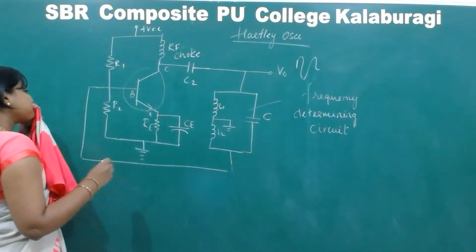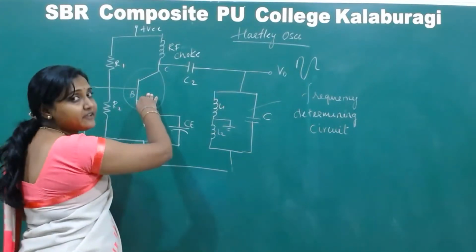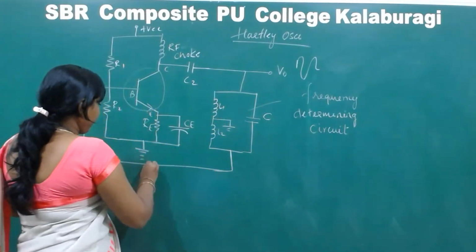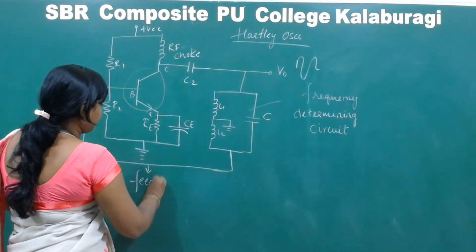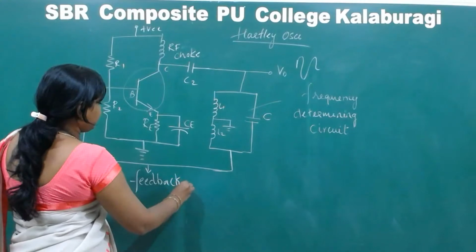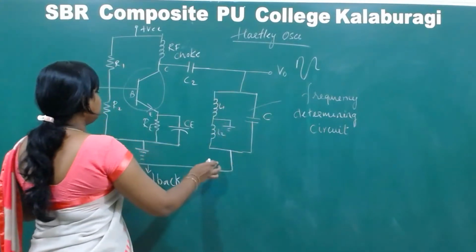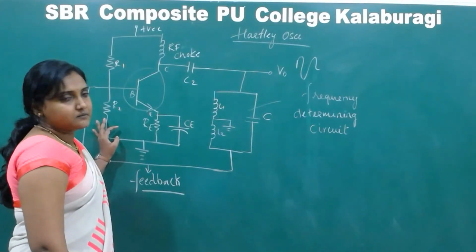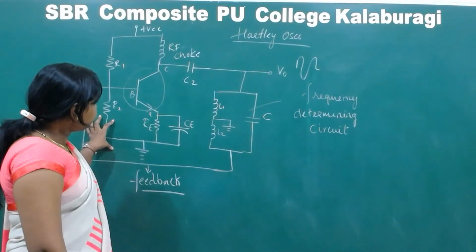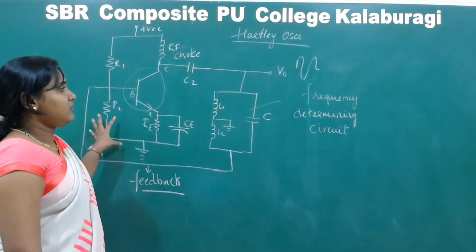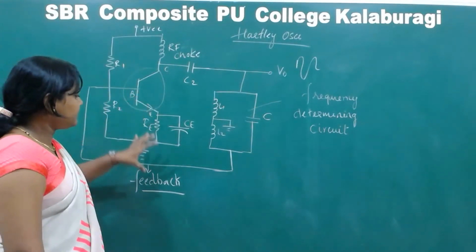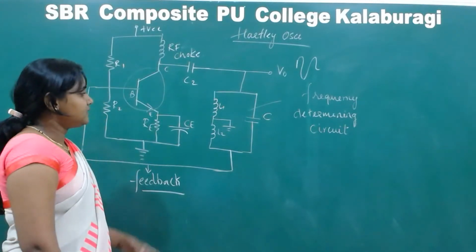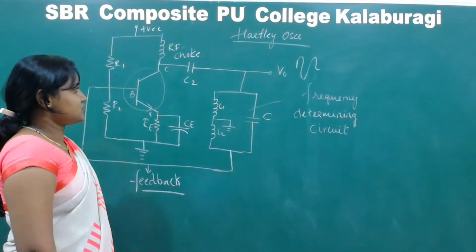Right. So basically, it comprises an amplifier where we are using a CE amplifier, a frequency determining circuit, and a feedback. So this is the feedback. A portion of the output is taken, passed into the frequency determining circuit, and sent to the amplifier as feedback. Clear? So this is the circuit of the Hartley oscillator having a CE amplifier, a feedback path, plus a frequency determining circuit. Now moving to the operation.